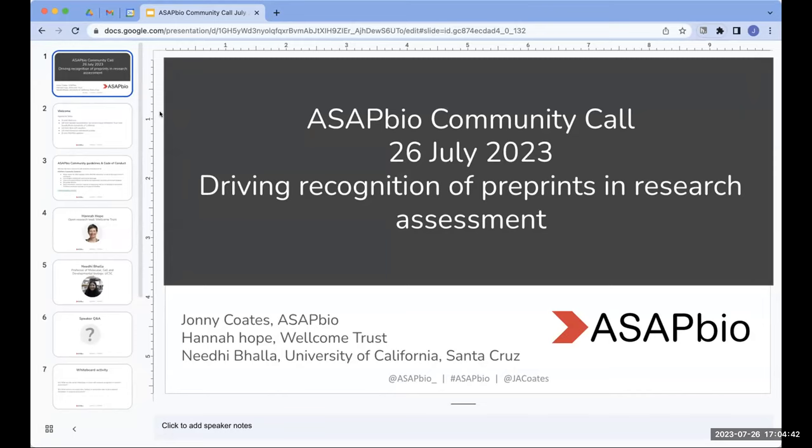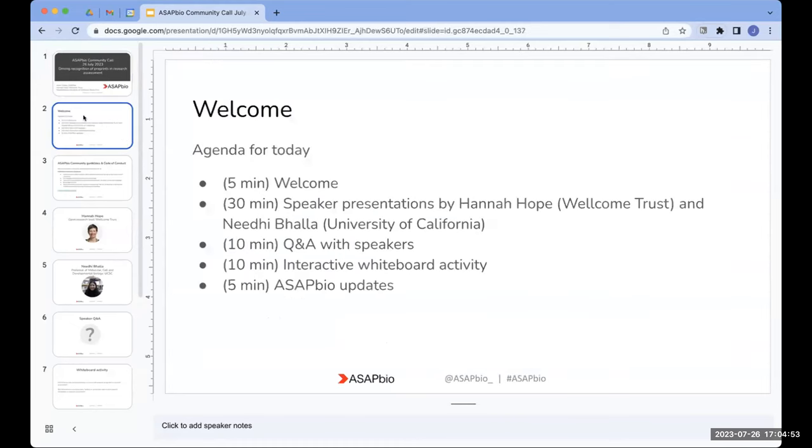So we've got two really, really good speakers lined up, not to put pressure on the speakers. And then we've got time for Q&A, and we're going to go through a whiteboard activity as well. So there's going to be a very, very quick introduction from me. I've not got any slides prepped for this, because I want to give as much time as we could to the speakers and the interactive portions of this. So like I said, we're going to do the welcome, have our two speakers, a bit of time for Q&A, whiteboard activity, and then I'll give you an update on any ASAPbio activities that we've been up to lately.